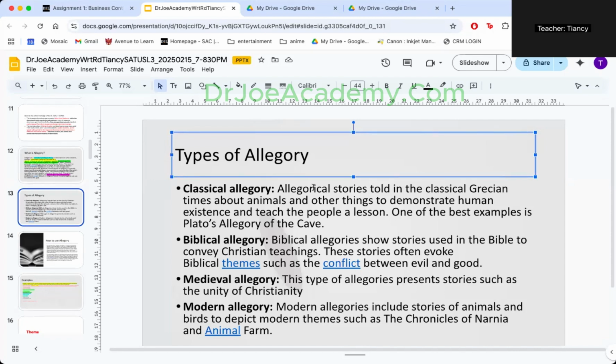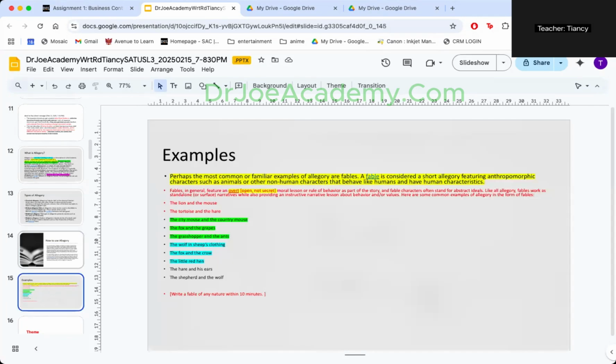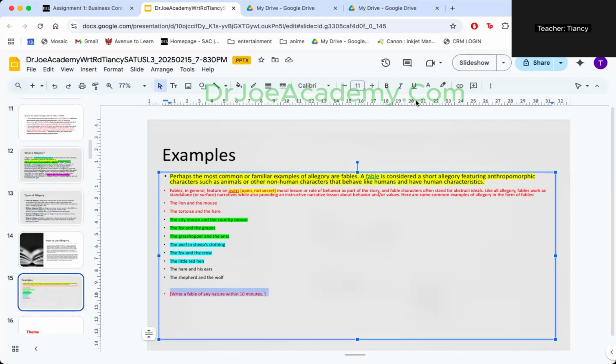Okay. So classical is basically things that demonstrate human existence and teach people a lesson. Biblical is kind of found in the Bible for Christian teaching. Similar to medieval, medieval is also stories about Christianity. Modern is something more modernized, such as the Chronicles of Narnia or Animal Farm. So it uses more animal-based stories to inform you of the deeper meaning. Now that we learned about allegories, can you write a fable for me? What is a fable?